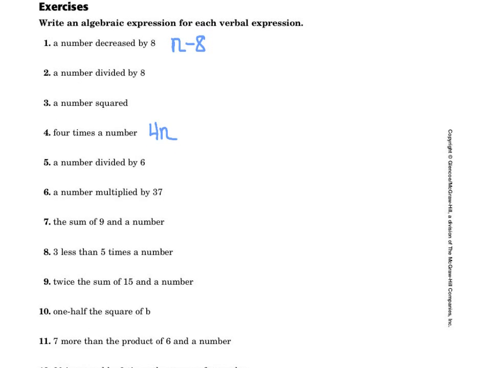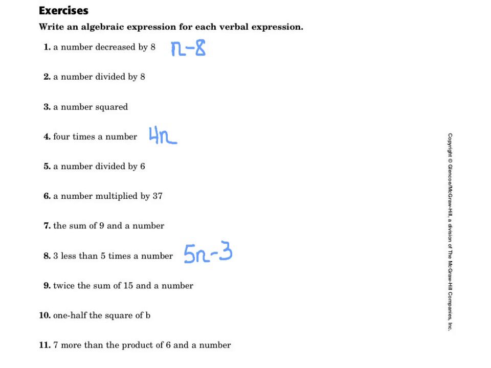I'll jump down to number 8. 3 less than 5 times a number. So it's 5n minus 3. 3 less than, that means 3 is taken away from 5 times a number. Okay, on your own, I'd like you to do the following ones. Go ahead and do number 2, number 6, and number 9.